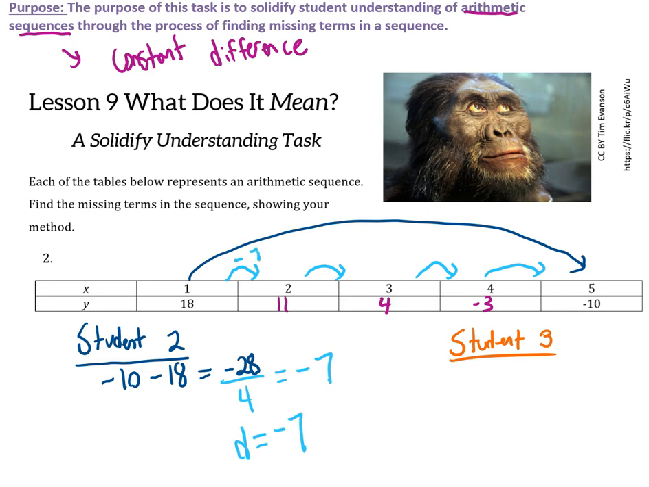Well, guess what? 18 minus 7 is 11. 11 minus 7 is 4. 4 minus 7 is negative 3. Negative 3 minus 7 is negative 10. So, well done. That strategy works.